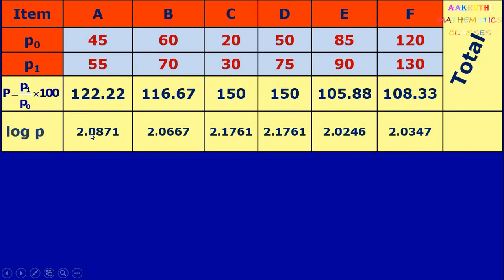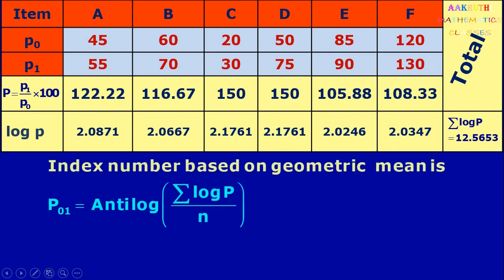Now add all these values. 2.0871 plus 2.0667 plus 2.1761 plus 2.1761 plus 2.0246 plus 2.0347. So the total is 12.5653. Therefore, summation of log P is 12.5653. Now we use the formula.